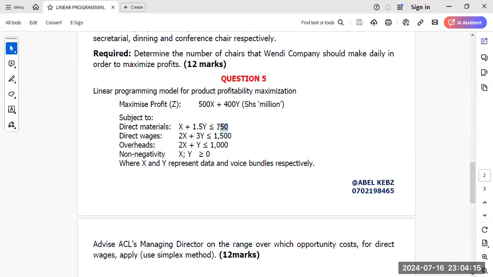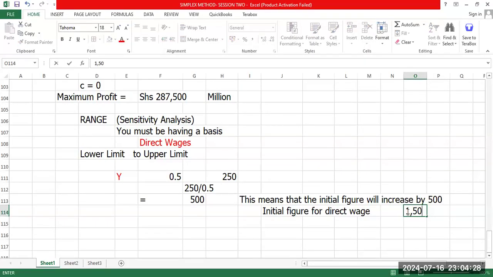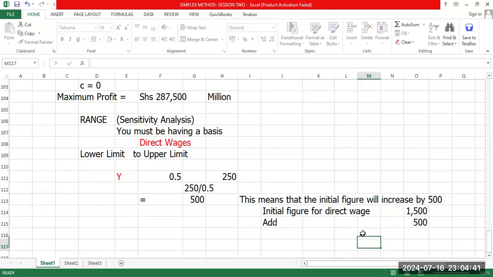It was what? 700? No. 1,000? 1,500. So you come here, you say the initial figure is 1,500, then add 500. And you'll be in a position to get 2,000. So this is your new figure.